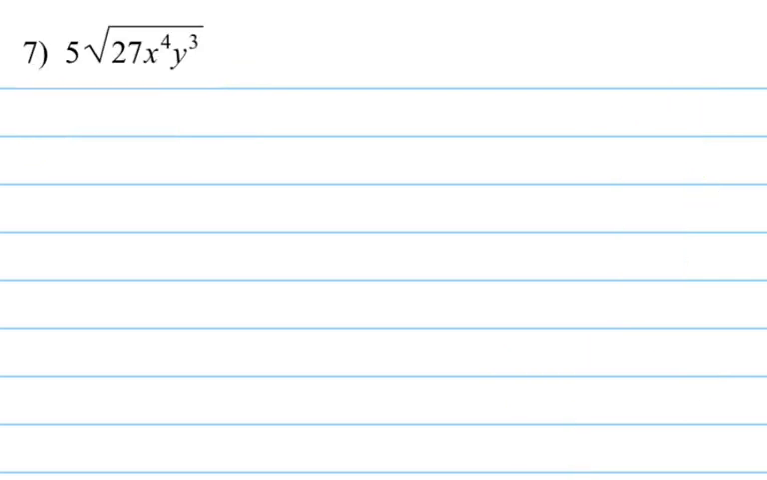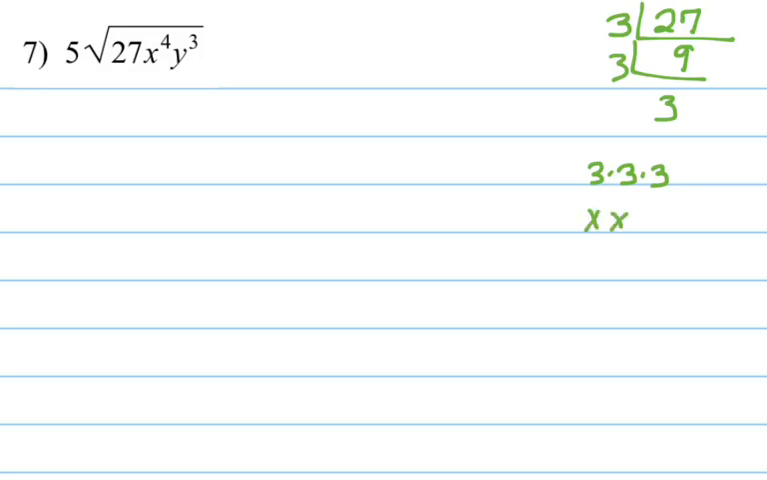Number 7. So in this case, I have 5 in front, so that means that 5 is going to get multiplied to whatever answer I end up with. And I have 27 that I'm going to look for the factors of. 27's, we've already worked with some. If you want, you can go back to your information on that, or go ahead and divide it out. 27 divided by 3 is 9. 9 divided by 3 is 3. So I have 3 3's to work with. I have 4 x's, because it's x to the 4th power, and I have 3 y's.